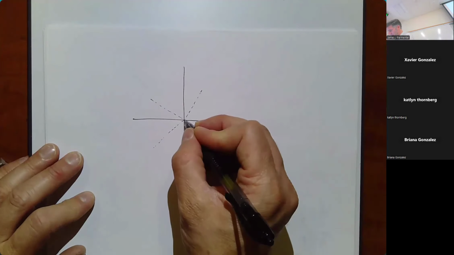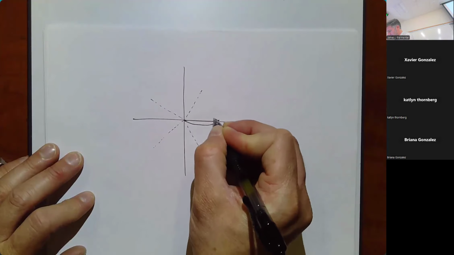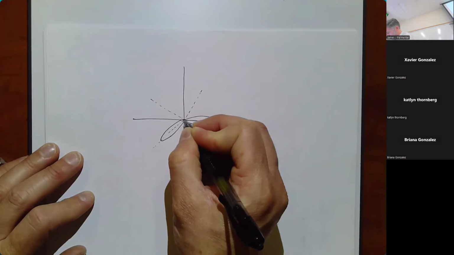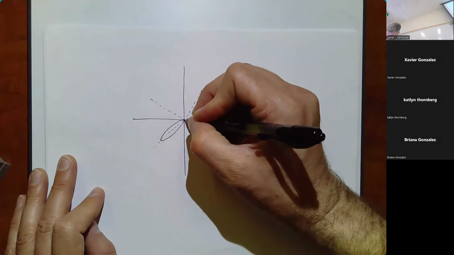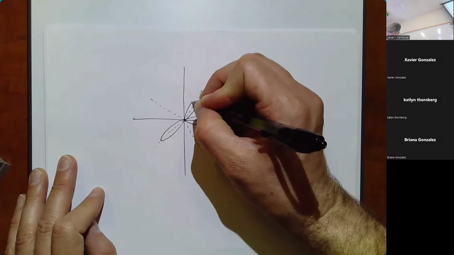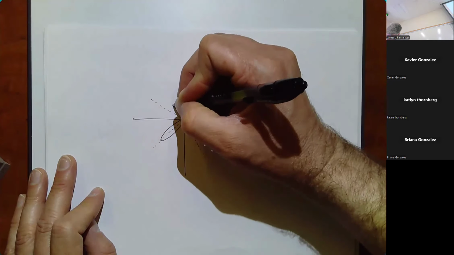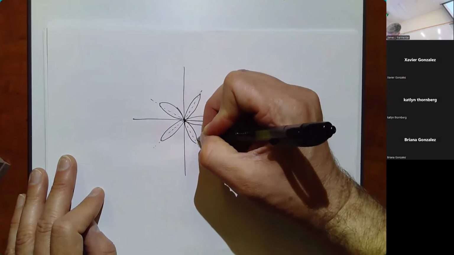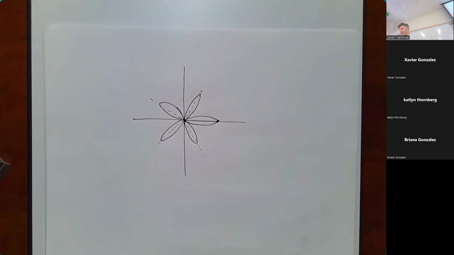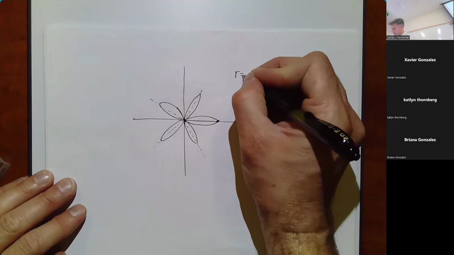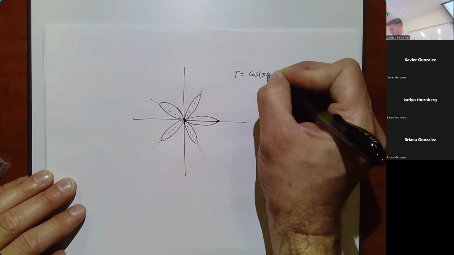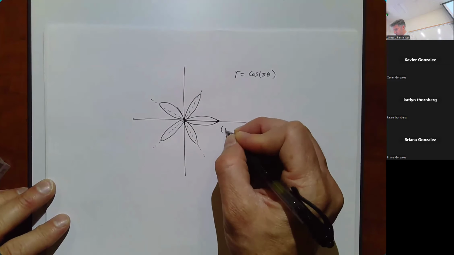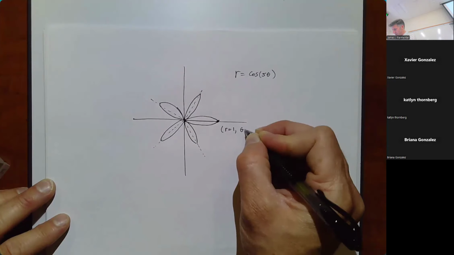So this is going to look something like this, and then you're going to have this, and then you're going to have that. And they shouldn't actually overlap each other, and they should be the same kind of thickness. So there's my better than last attempt at r equal to cosine of 5 theta. And this point here would be the point r equals 1, theta equals 0.